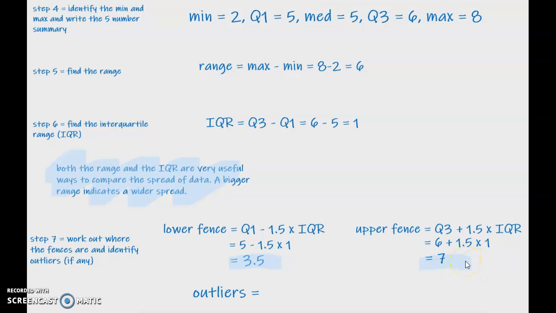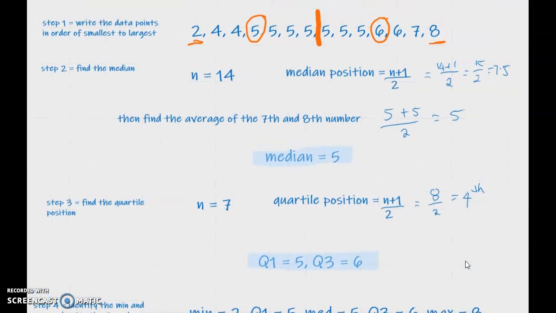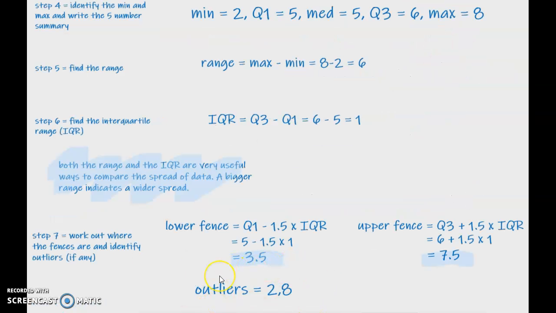So now what we need to do is go back to our original data and see if there's anything above and below that value. And we can see that there's going to be a fence here because the lower fence was 3.5, so that means 2 is an outlier. And the upper fence was 7.5, which means 8's an outlier. So you just list your outliers down the bottom, 2 and 8. And you're done. That's all you need to do with the data for this particular exercise and with the 5-number summary.